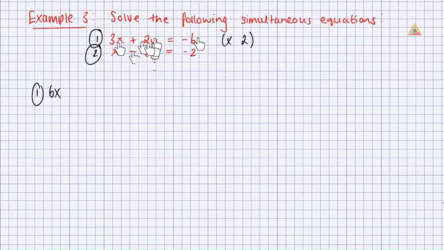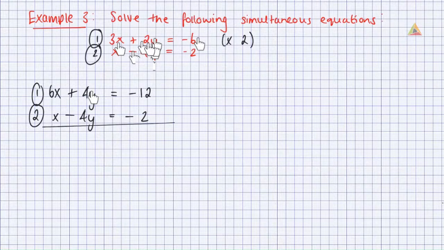2y by 2 gives me 4y, which is what we wanted. And then minus 6 by 2 is minus 12. And we're just going to write equation 2 out underneath. So x minus 4y is equal to minus 2. Now again, you'll see what we wanted there. We have plus 4y minus 4y, so we can cancel them out.